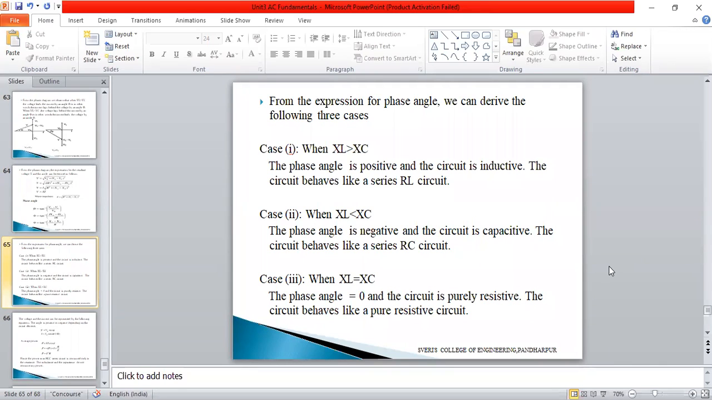Write down: the phase angle is 0, and the circuit is purely resistive and behaves like a pure resistive circuit.